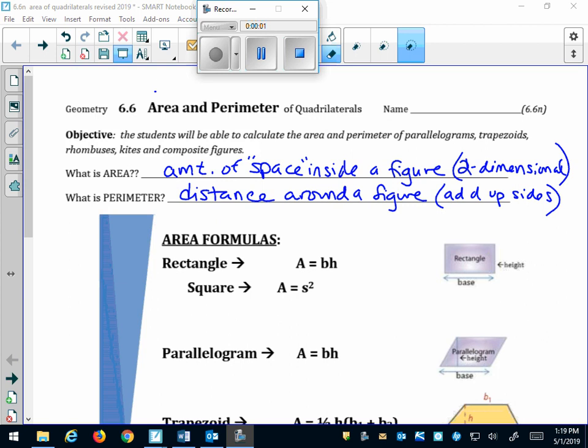Okay, so we're talking about area and perimeter of all the different special types of quadrilaterals. First of all, we've done area before. We did area of triangles before. We did area of circles before. You've done area of all of these shapes probably before. So area is just the amount of space inside a two-dimensional figure.